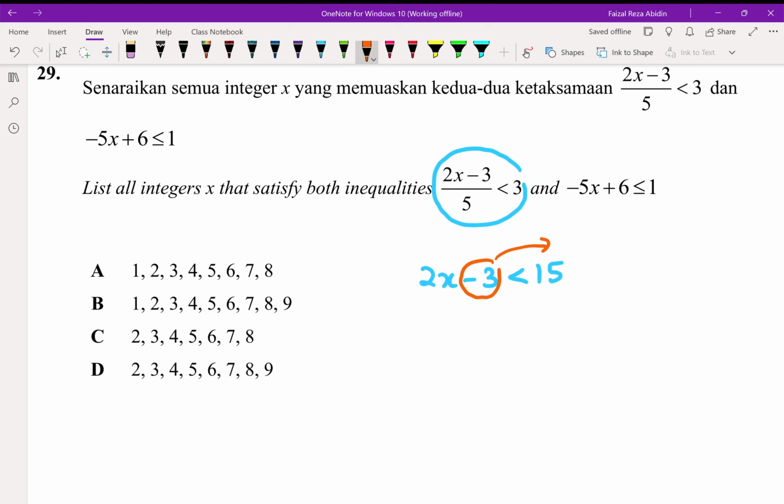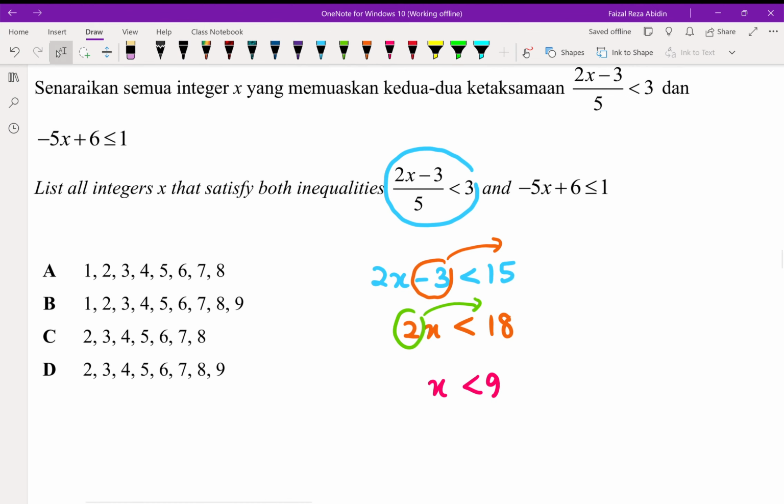So, you are going to have over here 2x less than 15 plus 3. You're going to get 18. So, next, we are going to bring 2 here to the right. Also, we are not going to change. You are going to have over here x less than 9. Boleh? Boleh. Okay. The second one.